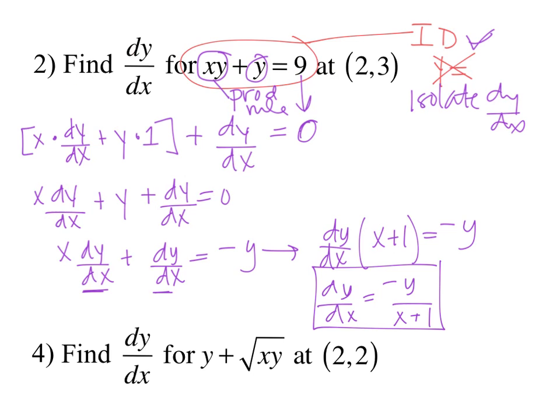And we need to find dy dx for that equation at 2, 3. So at that point, 2 goes in for x, 3 goes in for y, and you will find the slope of the tangent line of this function at 2, 3.